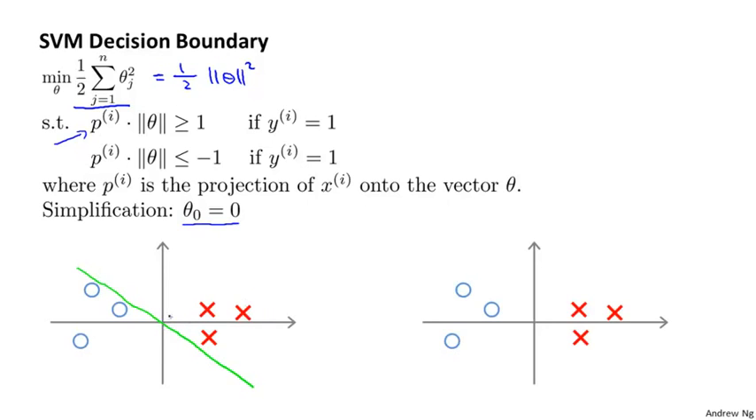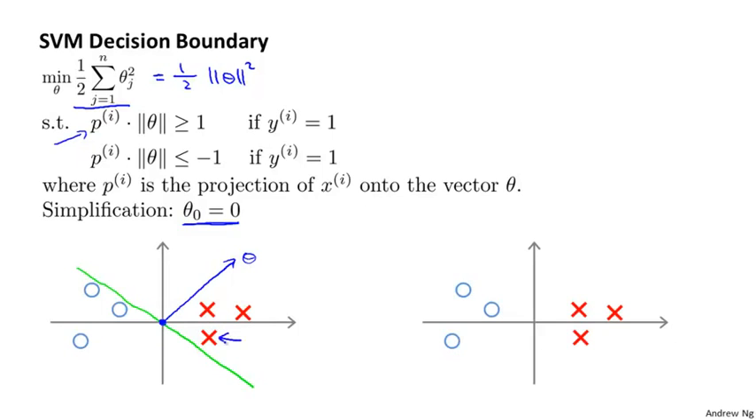For this choice of parameters, it's possible to show that the parameter vector theta is actually at 90 degrees to the decision boundary. And so that green decision boundary corresponds to a parameter vector theta that points in that direction. And by the way, the simplification that theta 0 equals 0 just means that the decision boundary has to pass through the origin (0, 0) over there. So now let's look at what this implies for the optimization objective.